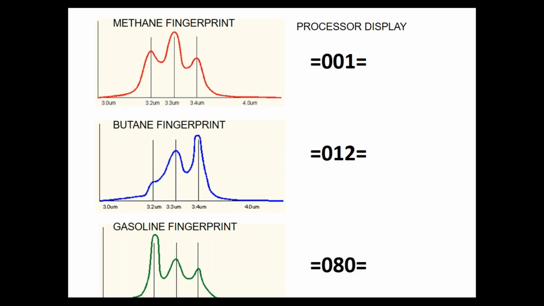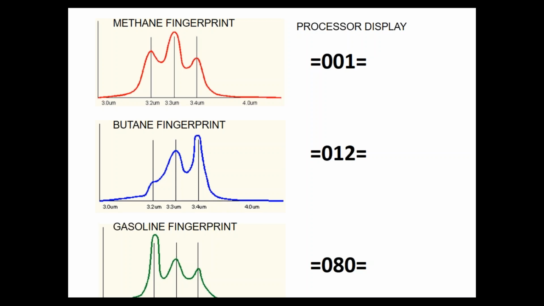So looking at the fingerprints during detection and software, when we see the green fingerprint, we know it's gasoline, and we're going to tell you using the processor display that you have a gas equal sign 080 equal sign. That's your identification number. Obviously, if you bought an IR for gasoline, you would be told what that gas number is, and therefore when you saw it display 80, you would know that that's gasoline compared to 12 or 1, which is butane and methane.